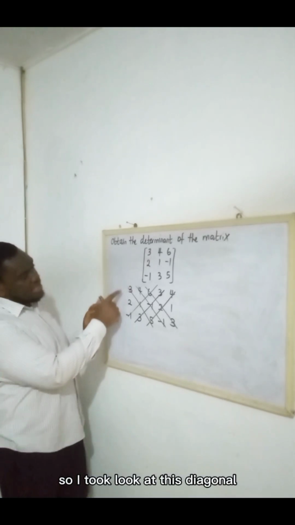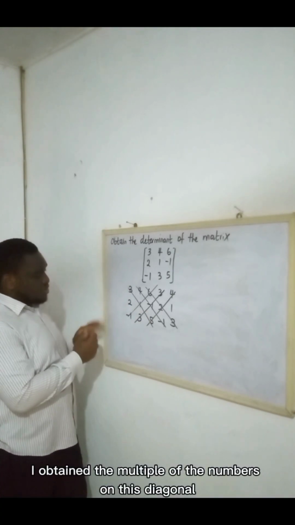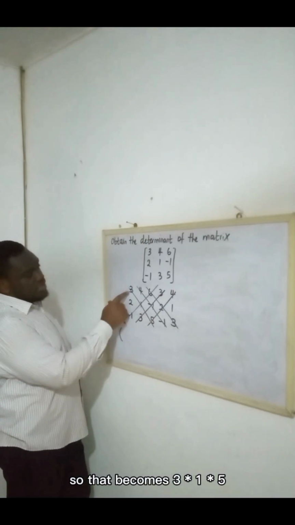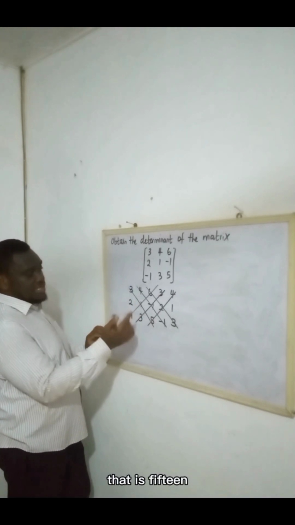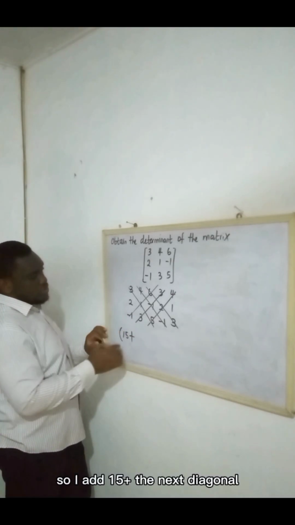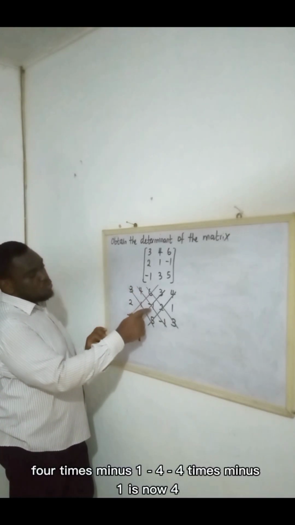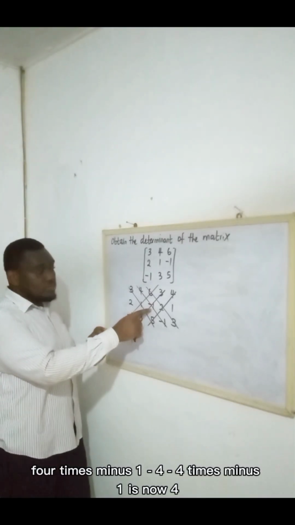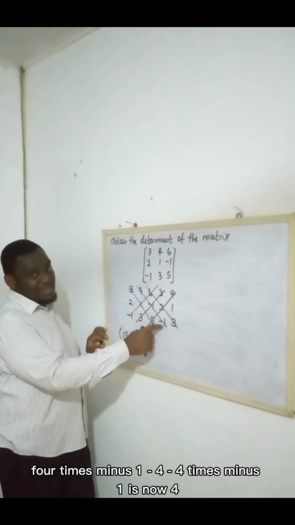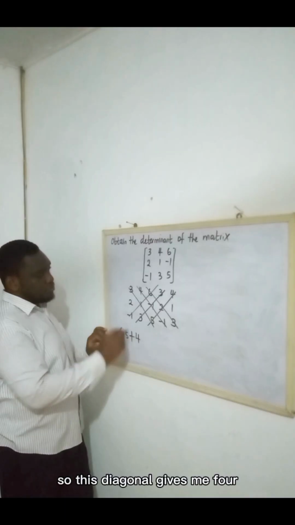So I look at this diagonal. I obtain the product of the numbers on this diagonal. So that becomes 3 times 1 times 5. That is 15. So I add 15 plus the next diagonal, 4 times minus 1 times minus 1. Minus 4 times minus 1 is now 4. So this diagonal gives me 4.